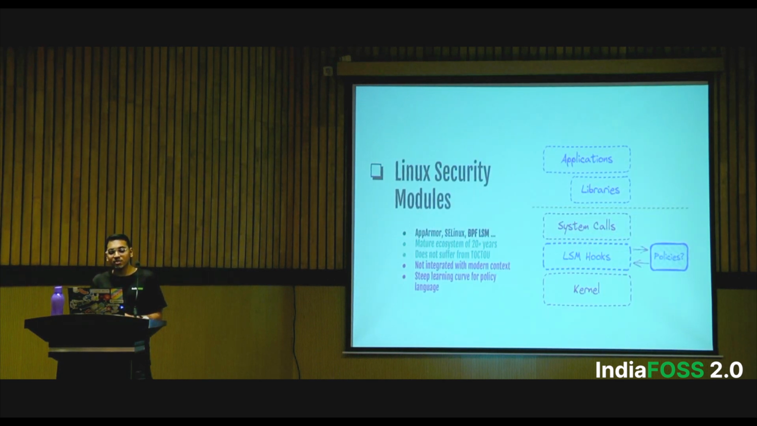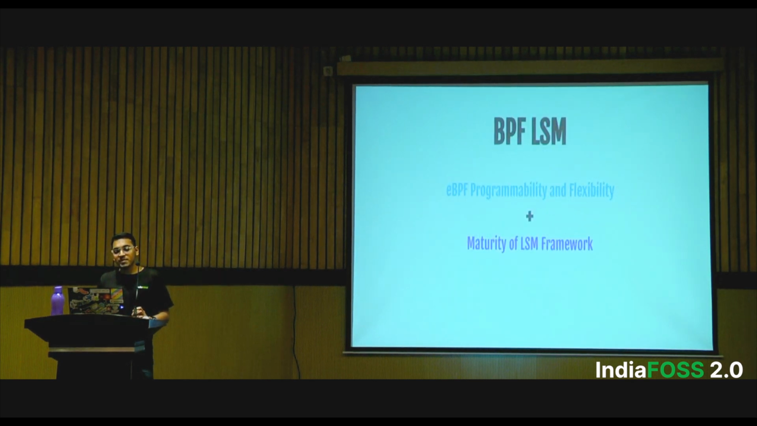Finally, we have Linux security modules. Linux security modules like AppArmor, SELinux, and BPF LSM. These are a mature ecosystem with 20+ years of development happening on them. They do not suffer from a known race condition called time of check and time of use. But the issue is that they are not integrated with modern context. They are not integrated with containers and orchestrators. And each of their policy languages has a steep learning curve. But then came BPF LSM. BPF LSM combines the eBPF programmability and flexibility with the maturity of LSM hooks.